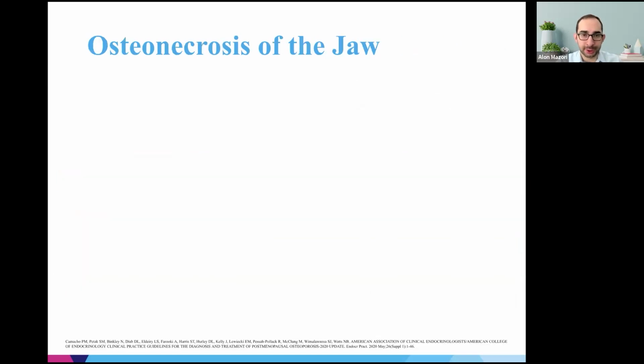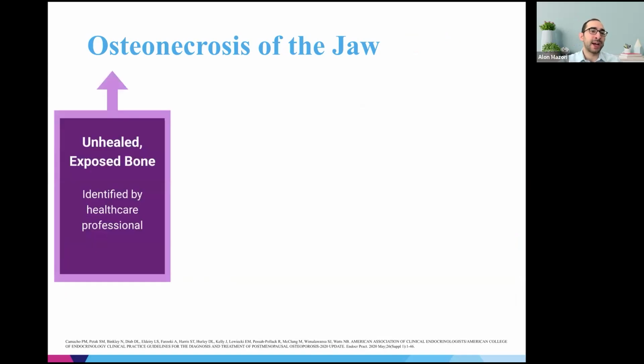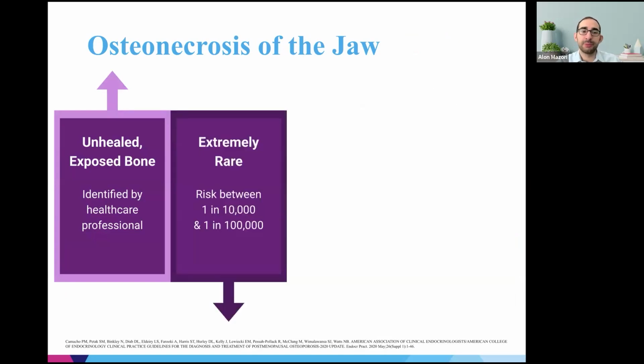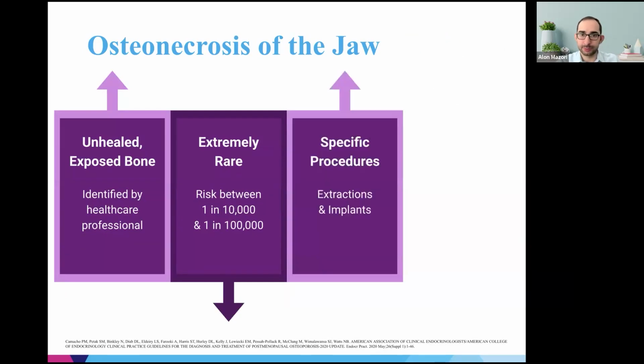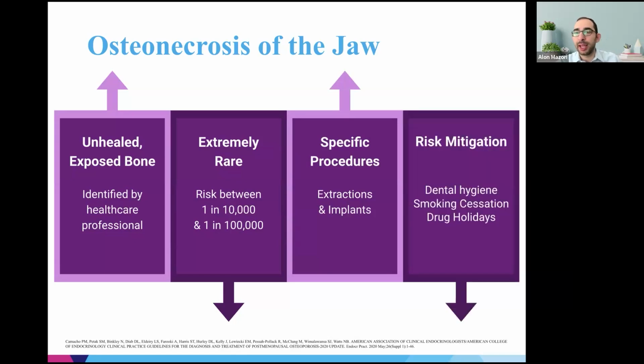Let's talk about osteonecrosis of the jaw. This is defined as unhealed exposed bone that is identified by a healthcare professional. It is extremely rare. The risk is between 1 in 10,000 and 1 in 100,000. We are worried in the setting of specific procedures, usually extractions and implants, and the risk can be mitigated by dental hygiene, smoking cessation, and drug holidays. We will talk about what a drug holiday means in the context of osteoporosis later on.